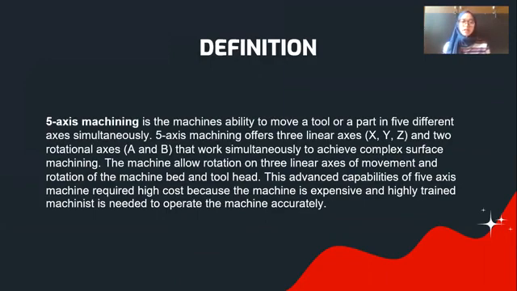The machines allow movement on 3 linear axes and rotation of the machine bed and tool head. These advanced capabilities of 5-axis machines require high cost because the machine is expensive and a highly trained machinist is needed to operate the machine accurately.